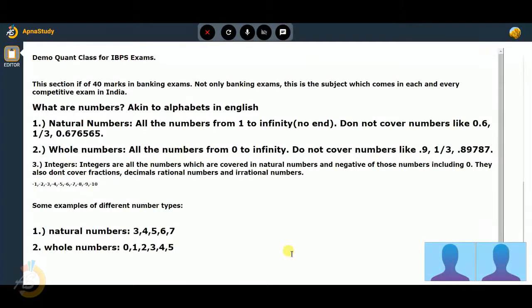Now we are going to discuss rational numbers. Now what are rational numbers? Rational numbers are numbers which can be written out of P upon Q.